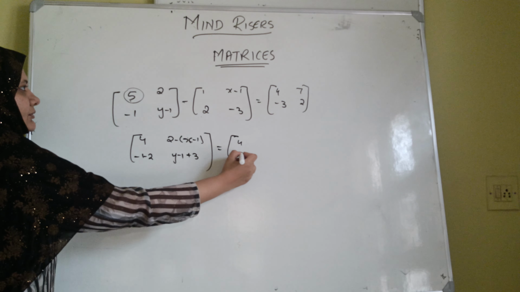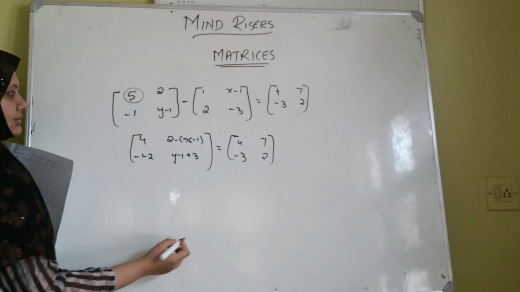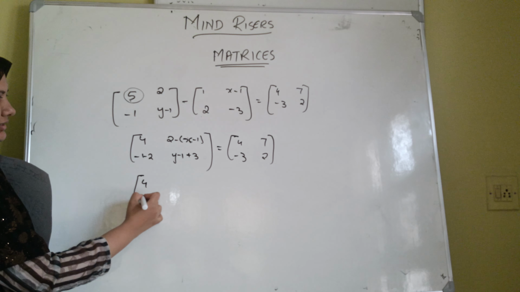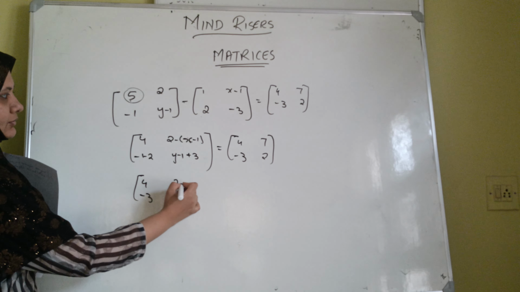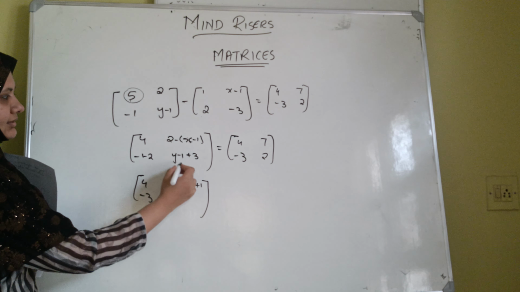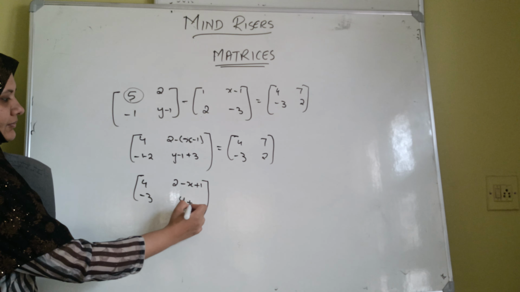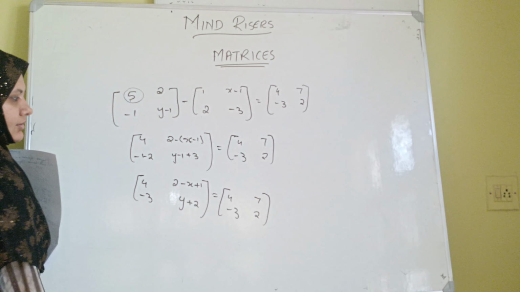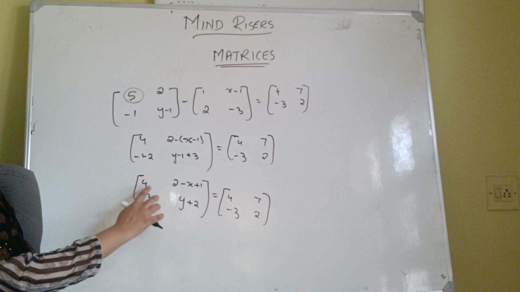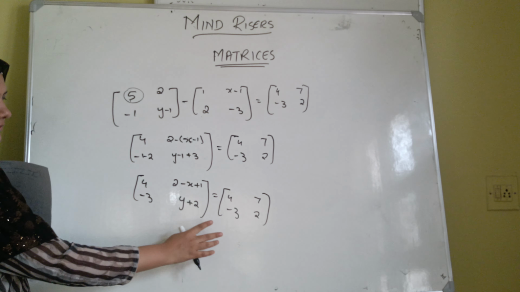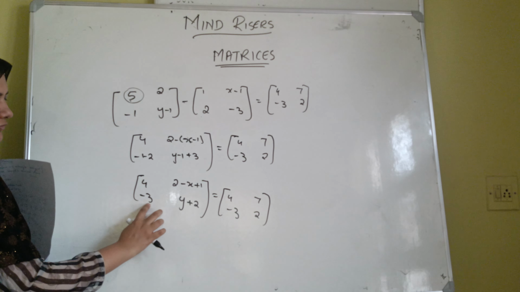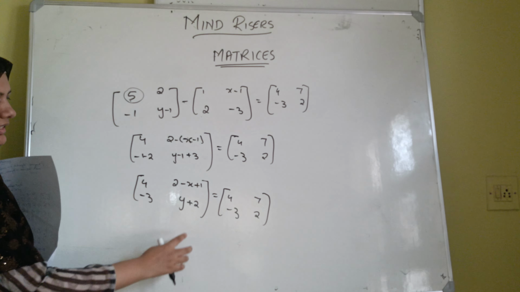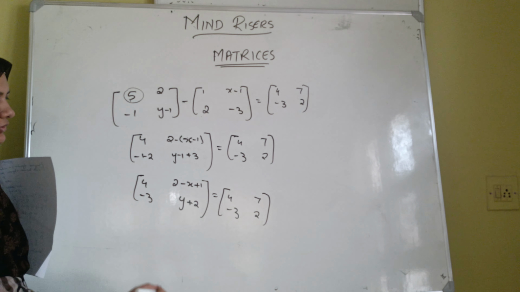Now this is equal to this. Let us further simplify this. We have 4 here, minus 3, 2 minus x plus 1 and y plus 2. Alright, now you can notice that these two matrices are equal to each other. This 4 is equal to 4 and minus 3 is equal to minus 3. So this number has to be equal to 7 and this number has to be equal to 2.